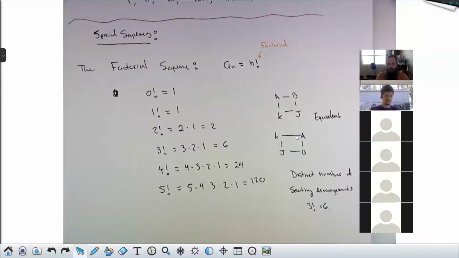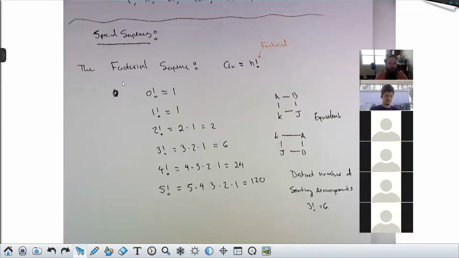And then I don't care where Alice was sitting. If Alice was sitting here, it would be the same thing, right? Alice, and then 3 choices, 2 choices, 1 choice. These are called cyclic permutations, or 4-cycles. The number of 4-cycles with 4 objects is (4 minus 1) factorial, or 3 factorial.